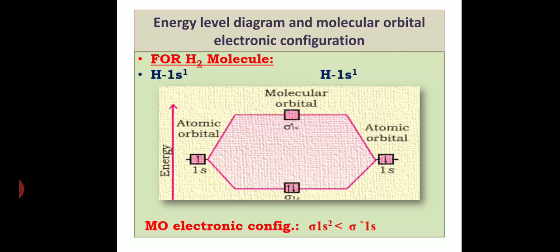If a molecule has one or more unpaired electrons in the molecular orbitals, then it is said to be paramagnetic, right? We will be seeing with the examples how to calculate bond order and magnetic property, right?